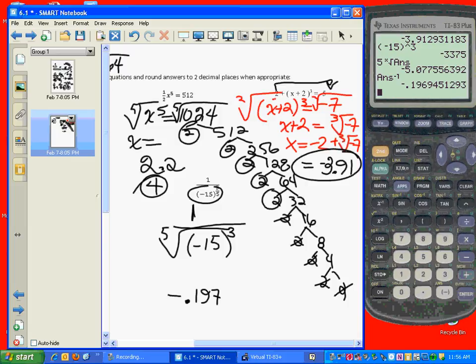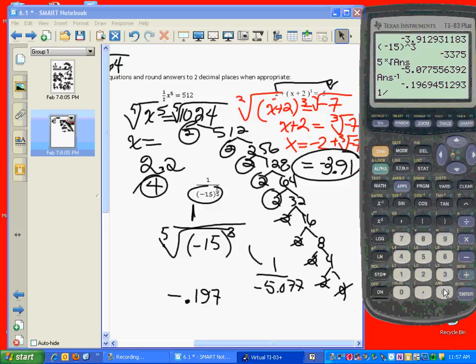Well, what we plugged in, Meg, was negative 15 to the third, and then I took the fifth root of that, and I got negative 5.077. So what I really have is 1 over negative 5.077. So I took negative 5.077 and raised it to the negative first power to flip it down to make it positive. I mean, just do this. What is 1 divided by negative 5.077? I don't understand why we need to do that.